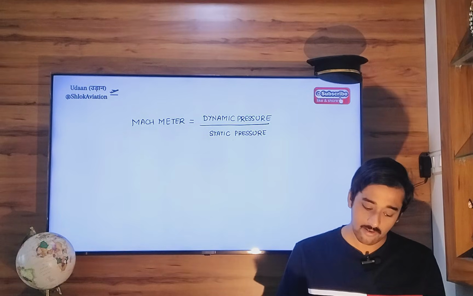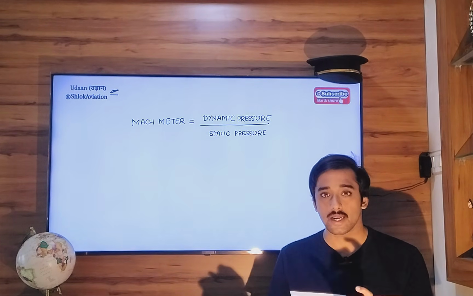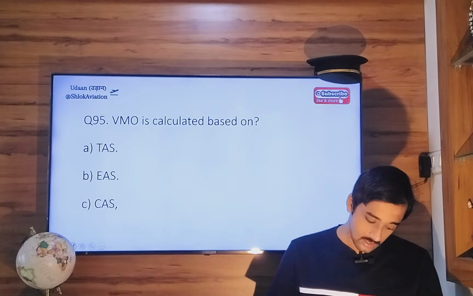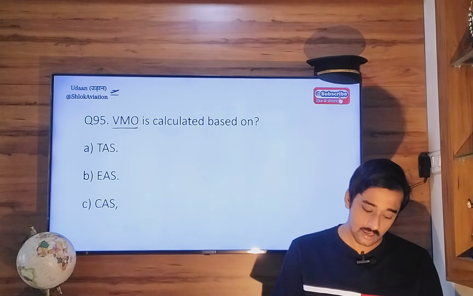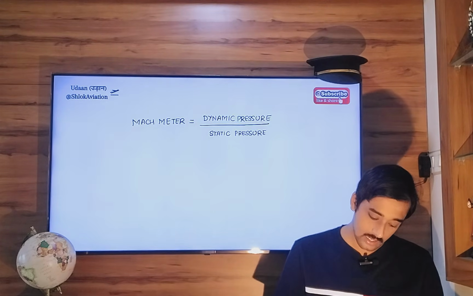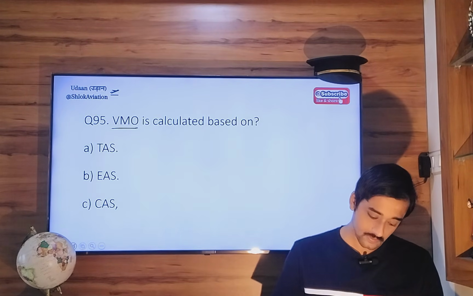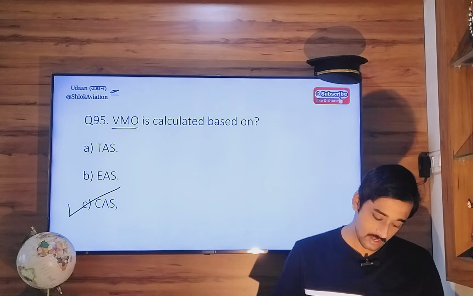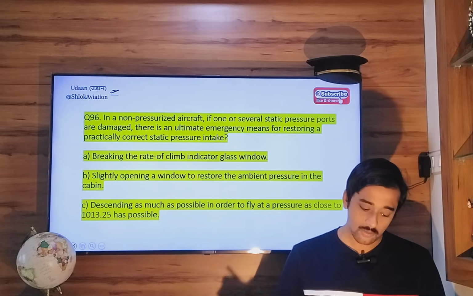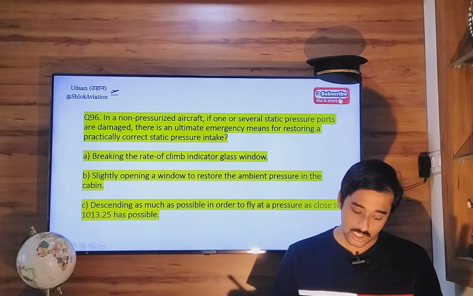So dynamic pressure divided by static pressure. Dynamic pressure is equal to total pressure minus static pressure. VMO, the maximum operating speed, is calculated based on true airspeed, equivalent airspeed, or calibrated airspeed. So VMO is calculated based on calibrated airspeed.